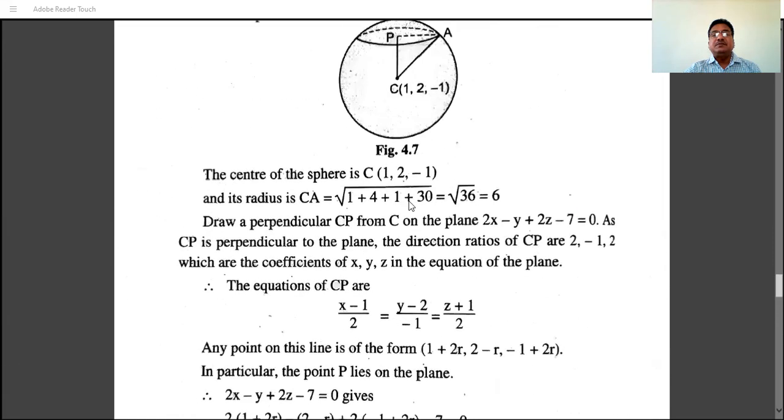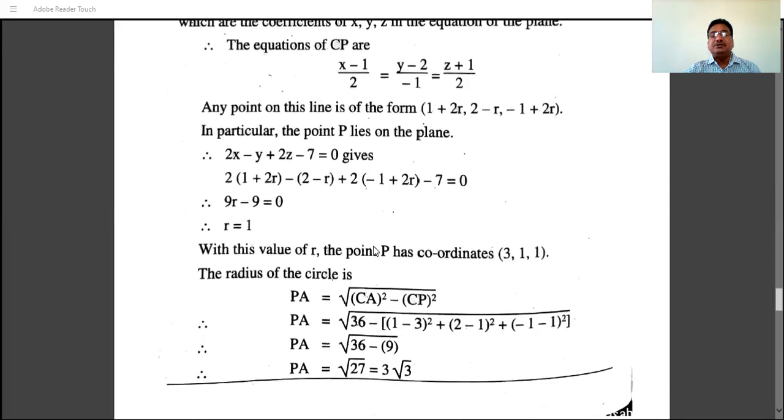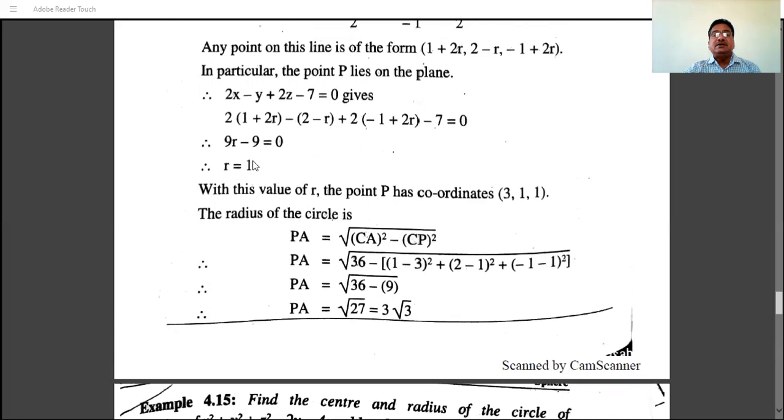This problem is also of the same type. Find the coordinates of the center and radius of the circle of intersection of the sphere and plane. So with the same procedure, we have this answer. So we'll see the remaining problems in the next lecture.